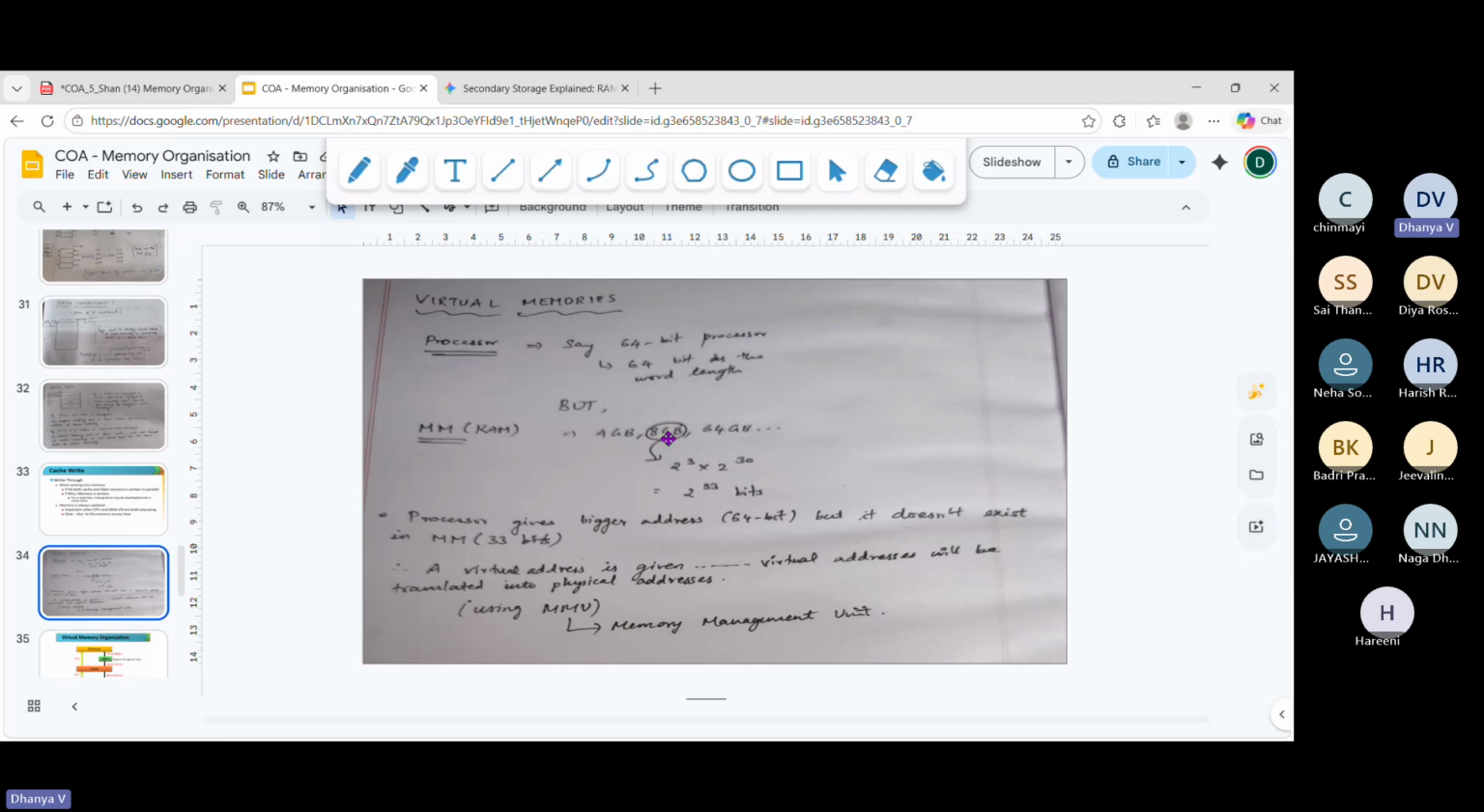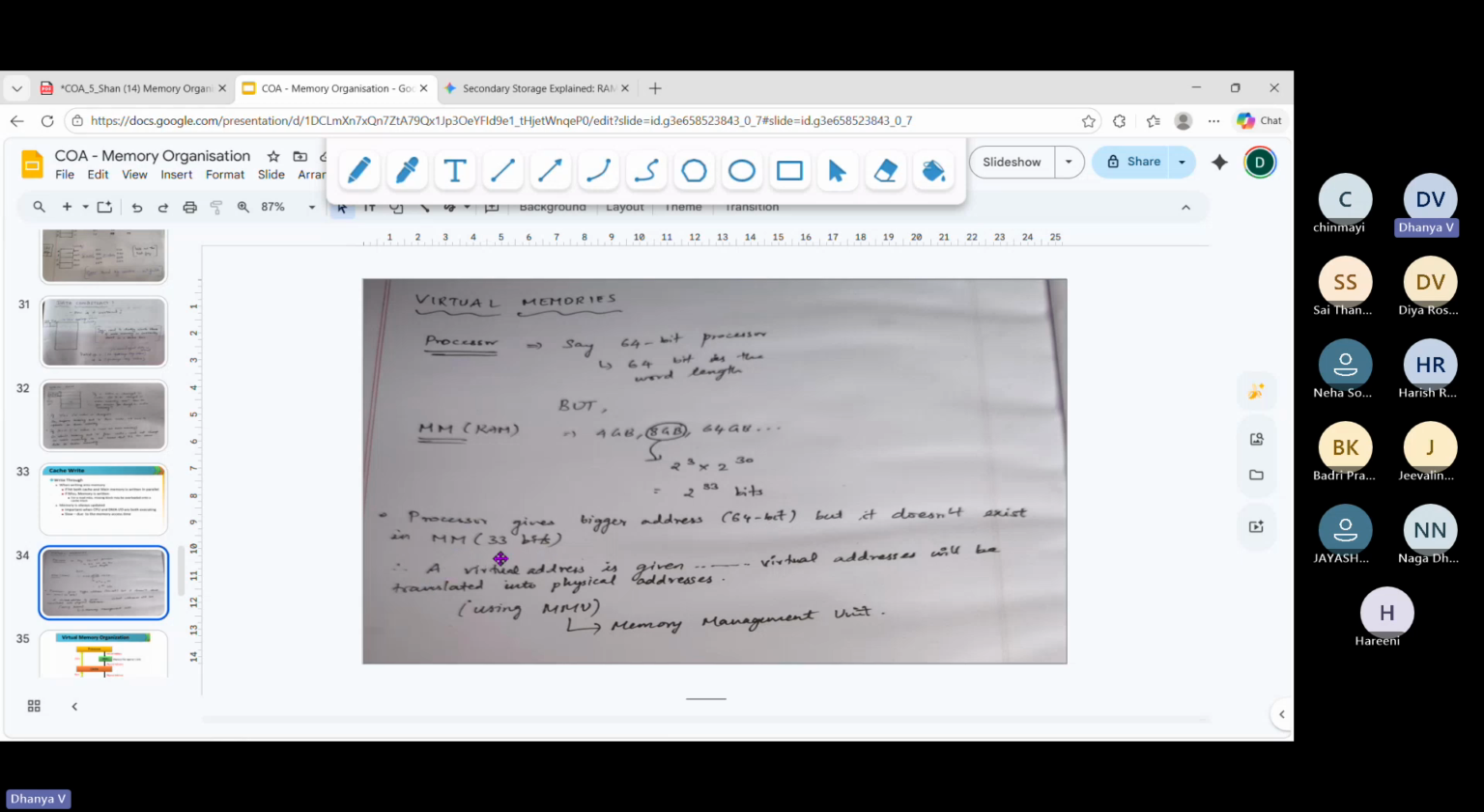No, G is 2 power 30, that and all is fine. So it's basically 2 power 33 bits. So here it's 64 and here it's 33. Okay, so your processor tends to give a bigger address, but it doesn't exist in your main memory, because the address is 64 bits, but in your main memory there exist only 33 bits.